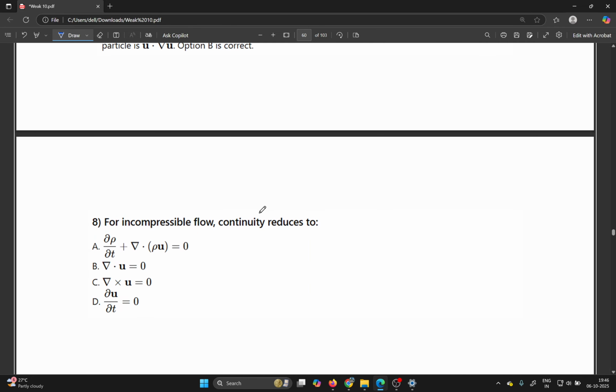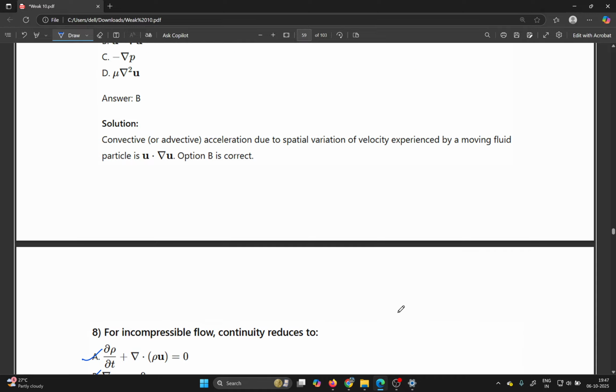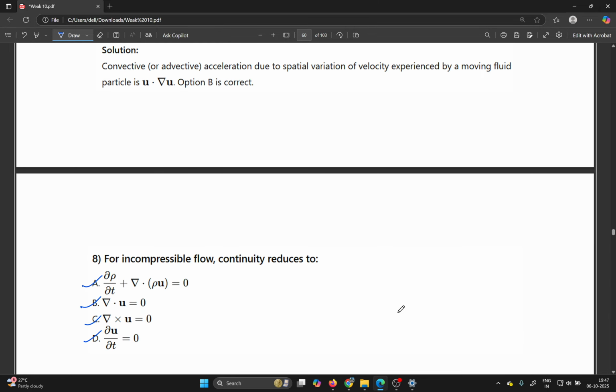Next question. For incompressible flow, the continuity equation will reduce to whether A, B, C, D, which option will be correct. Just think on that, and I'm looking at the above problem.